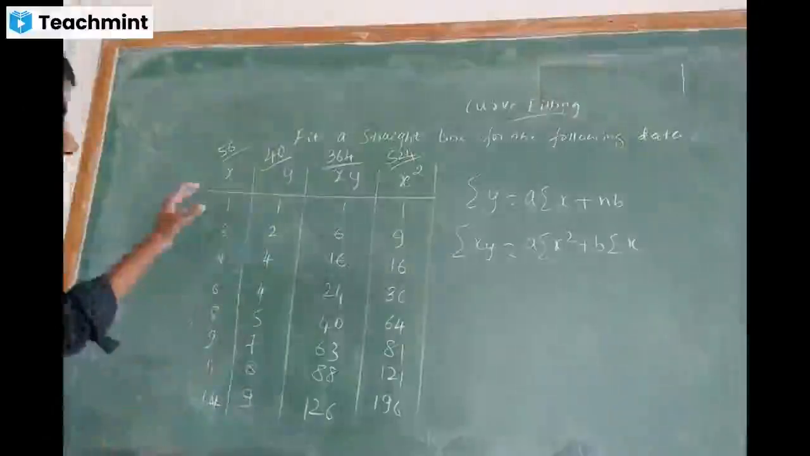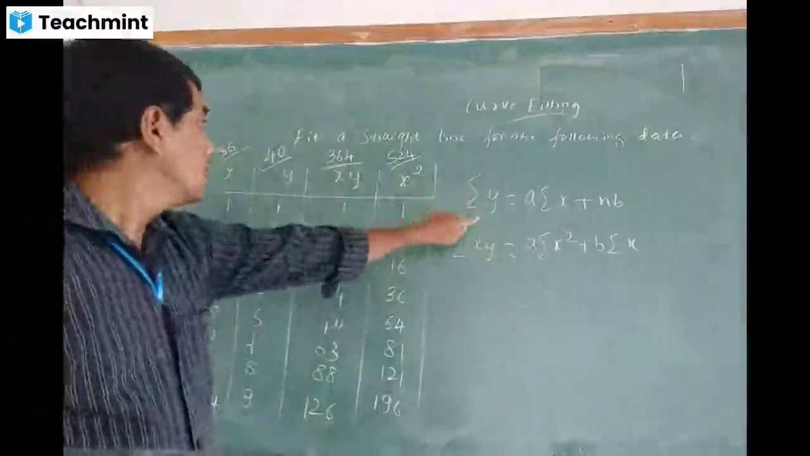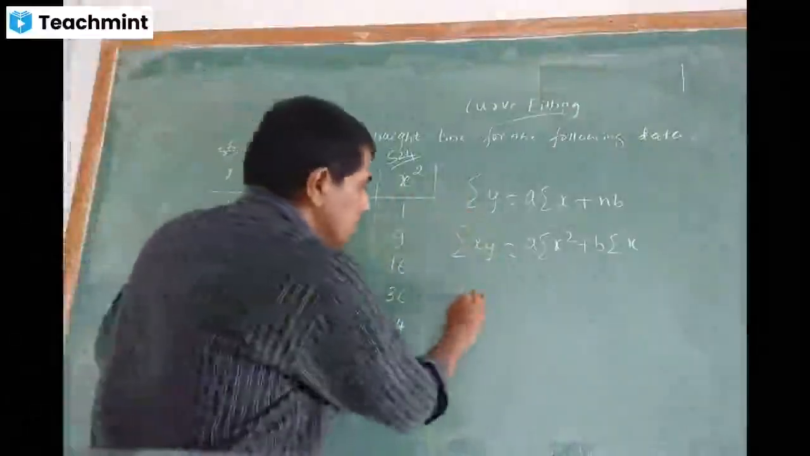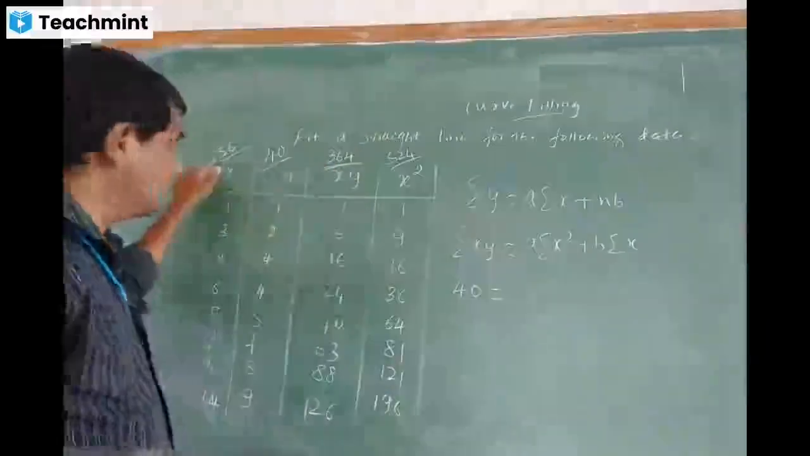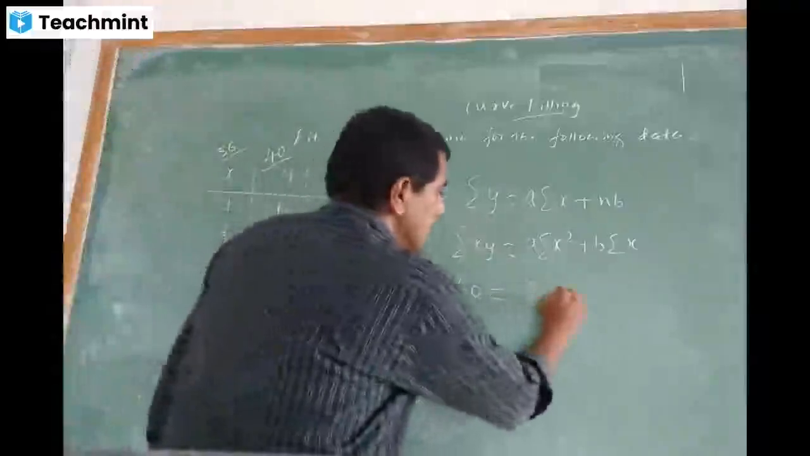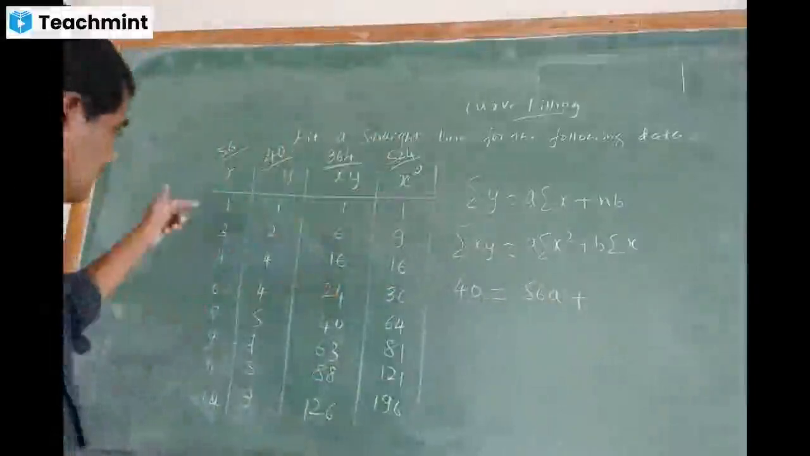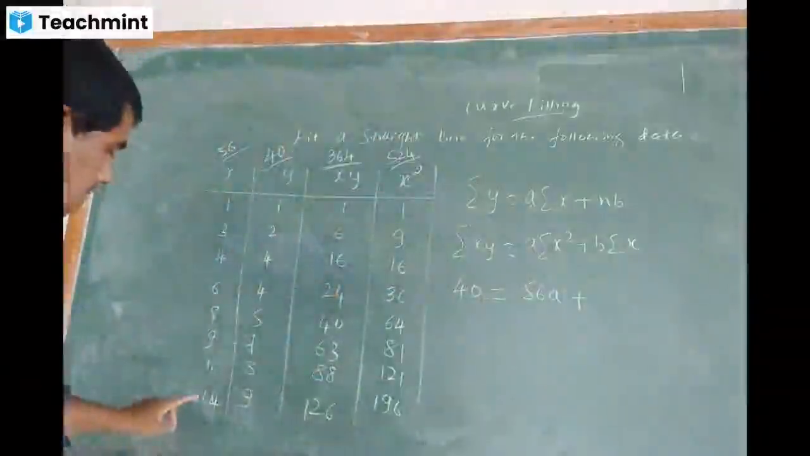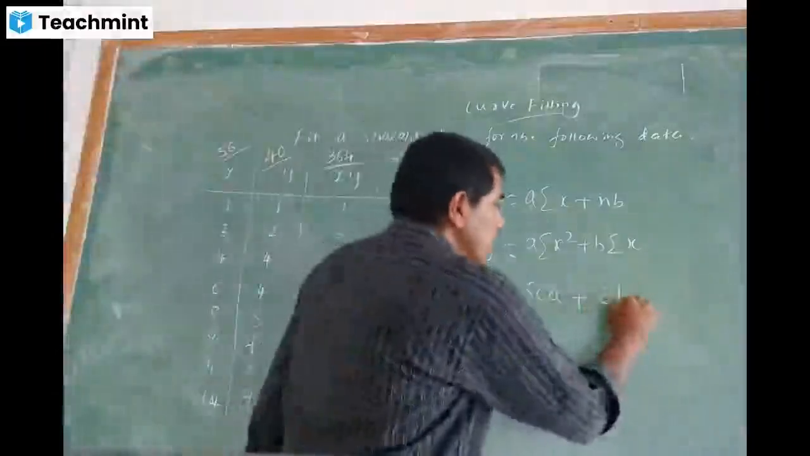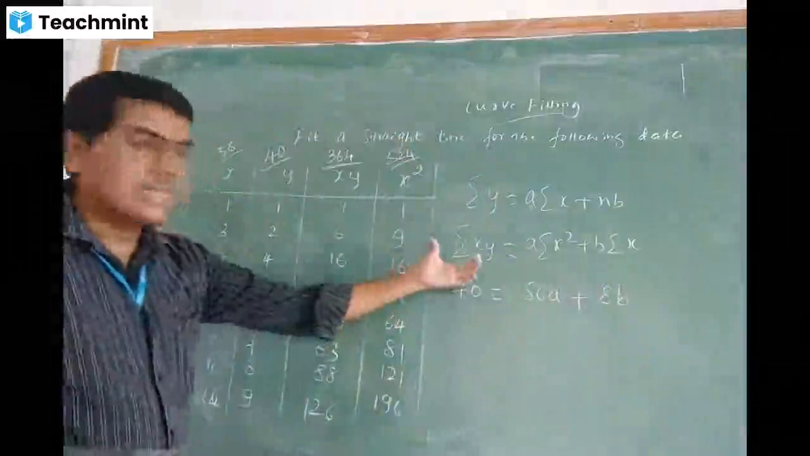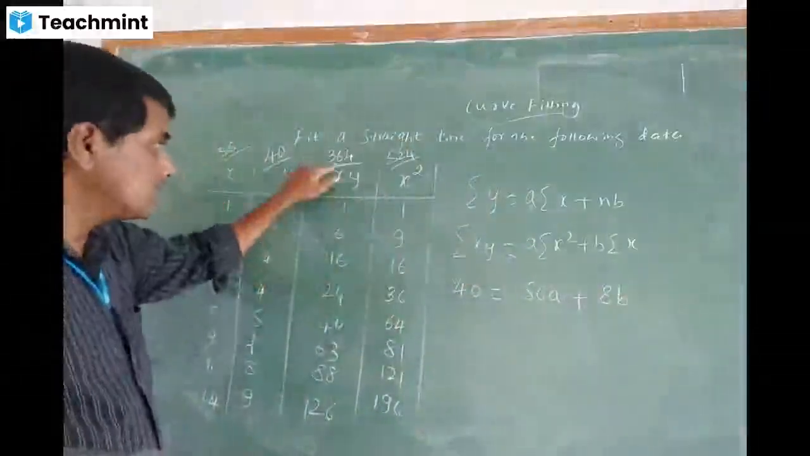Next, you have to substitute these summation values in the normal equation. Summation y is 40. A into summation x, where summation x is 56, becomes 56a plus n, the number of observations, which is 8: 1, 2, 3, 4, 5, 6, 7, 8. Next, the second normal equation: summation xy is 364.